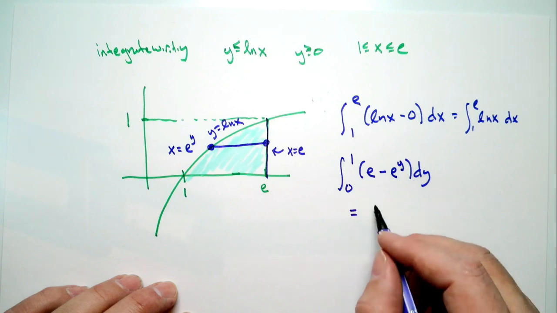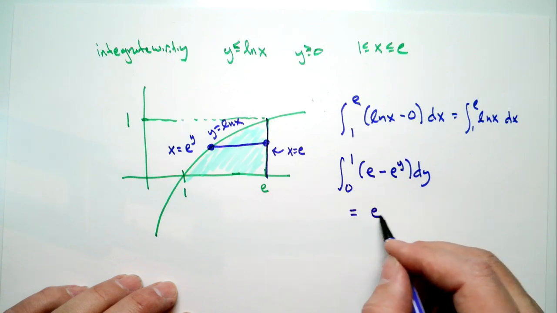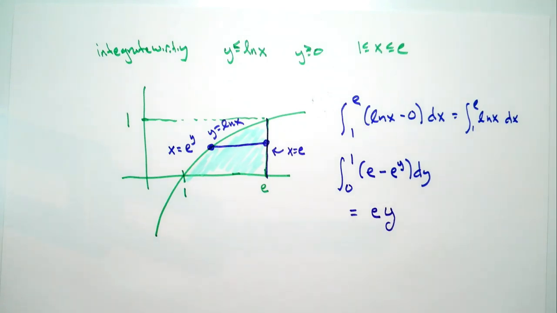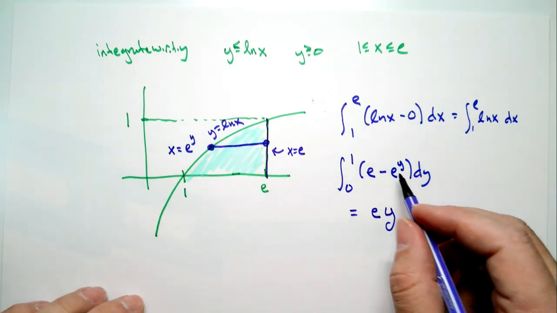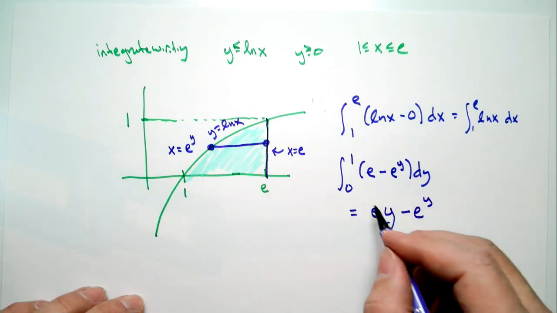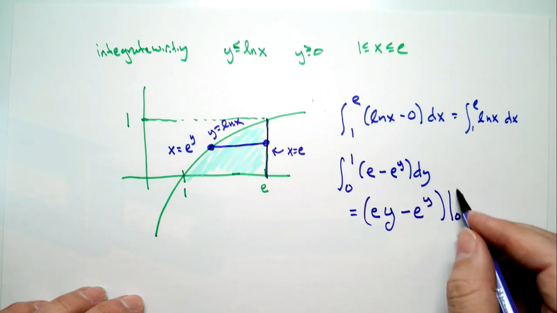What's the integral of e? Well, it's e times y. Because what is e? E is a number. It's a constant. If you integrate a constant, it's a constant times your variable. Constant times, in this case, y. Integral of e to the y. Now I've made you nervous. E to the y. And then we're going to evaluate from 0 to 1.